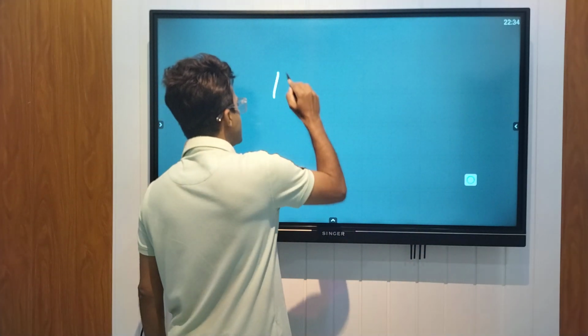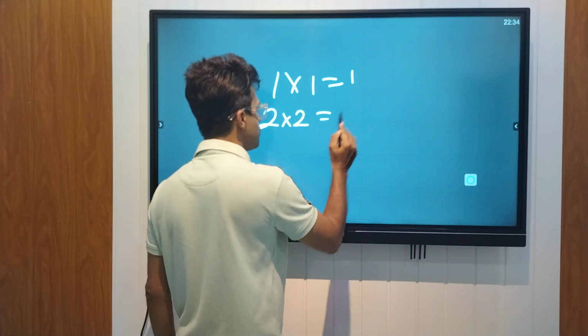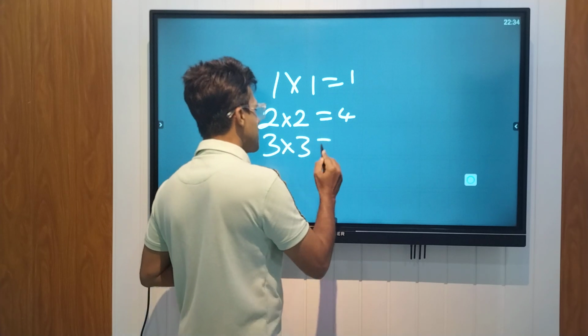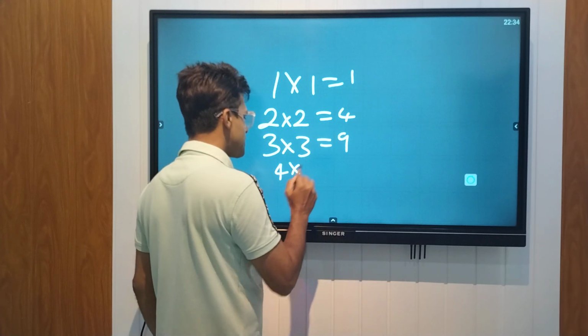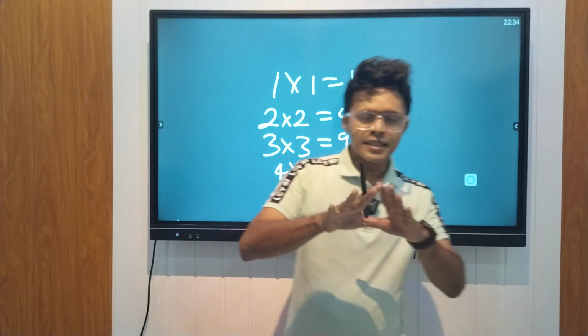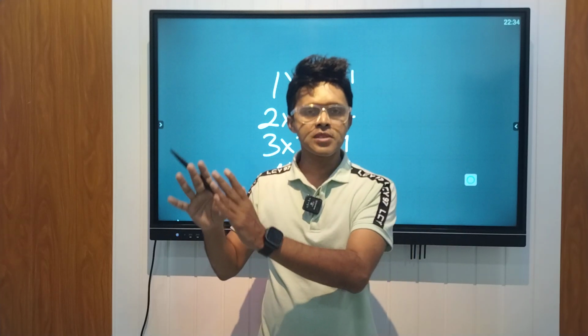Before doing this segment, firstly I will teach you within a very short period of time what square numbers are. 1 into 1 is 1. Then 2 times 2 is 4. Then 3 times 3 is 9. 4 times 4 is 16. 5 times 5 is 25. 7 times 7 is 49, and so on. 8 times 8 is 64. 9 times 9 is 81.